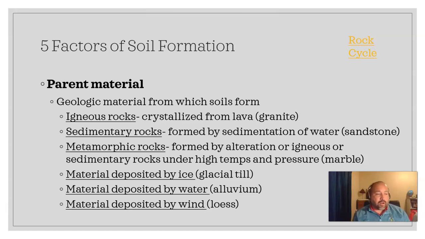Material deposited by water. Alluvium is a good example of that. The Kern River Valley, when we look at the Kern River and the floodplain of the Kern River, is mostly formed by alluvium, by the Kern River bringing that down from the Sierras and working its way down through gravity, working its way out towards the ocean. So the Kern River has basically brought alluvial deposits from the Sierras with it, and that's the parent material for the Kern River and a lot of Bakersfield, the lower parts of Bakersfield, is alluvium.